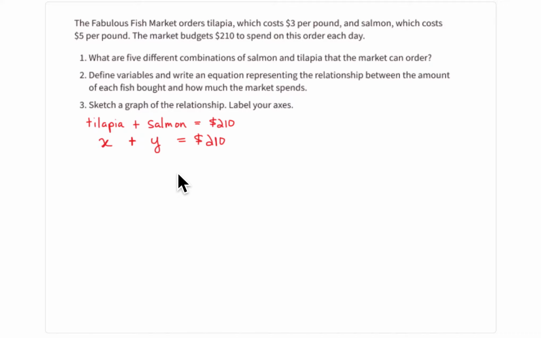But first of all, you're going to go to the store. Let's say that your mom sends you to the store. She gives you $210. You're going to buy some tilapia and you're going to buy some salmon. The first thing to think about is you have pounds of tilapia and you have pounds of salmon. And so how are you going to turn those into dollars? What's the operation to turn those into dollars?